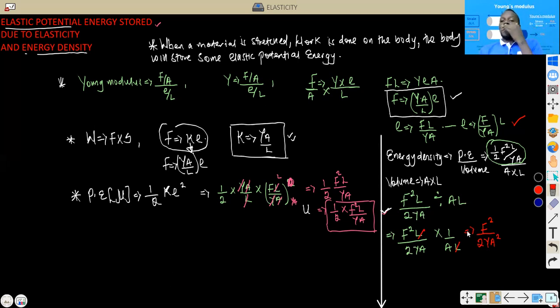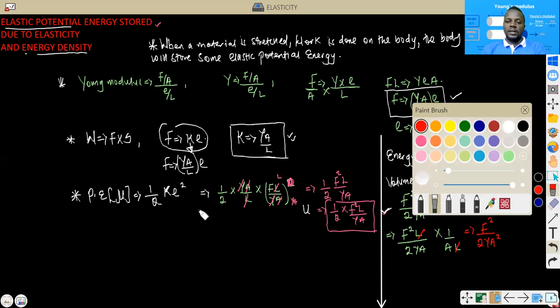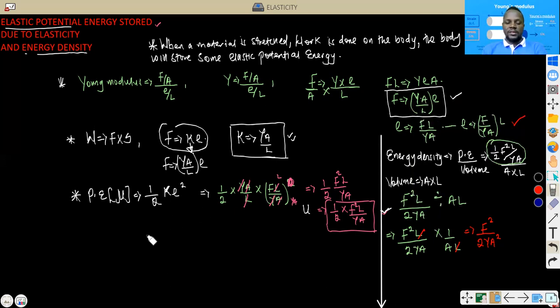Now, remember, this is F squared, this is A squared. Are we there? Now, to continue, I'm going to continue on this side. Continuing from this side, the energy density is now equal to, you can see L has been cancelled out, we have area.